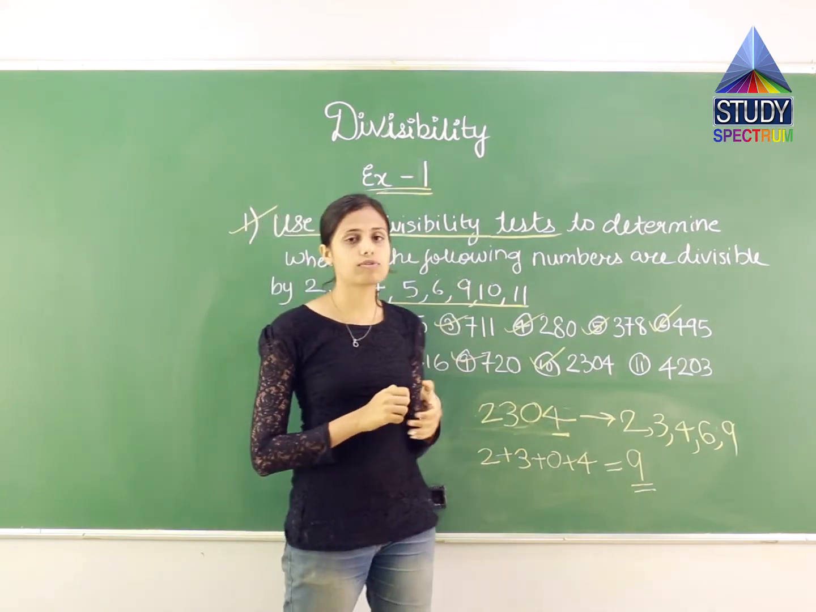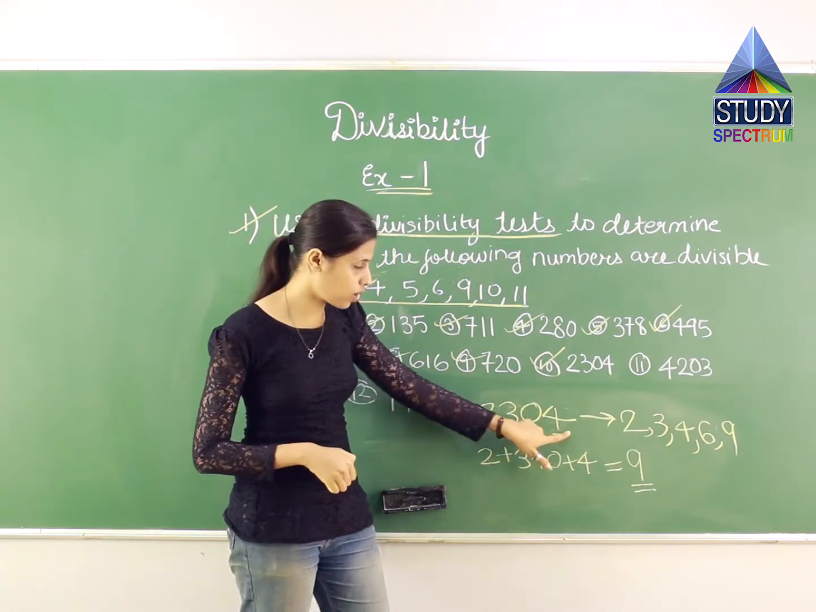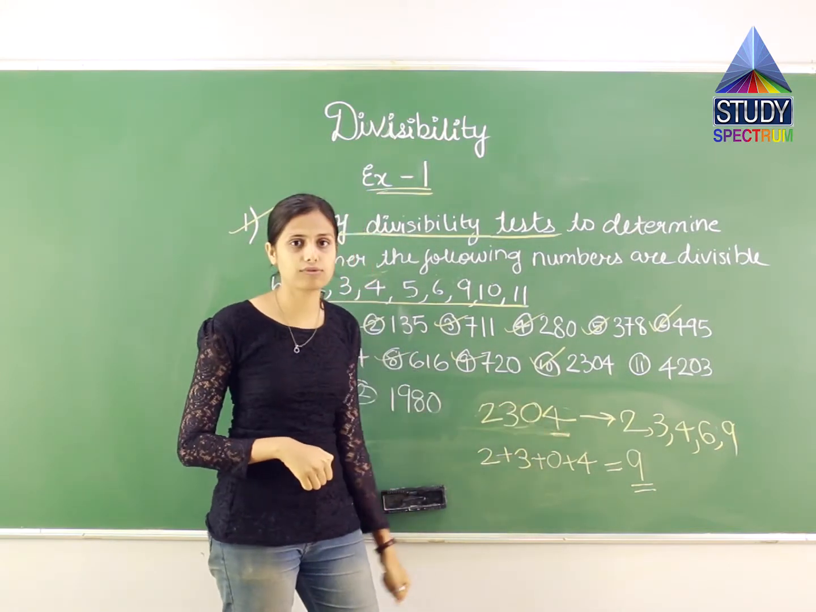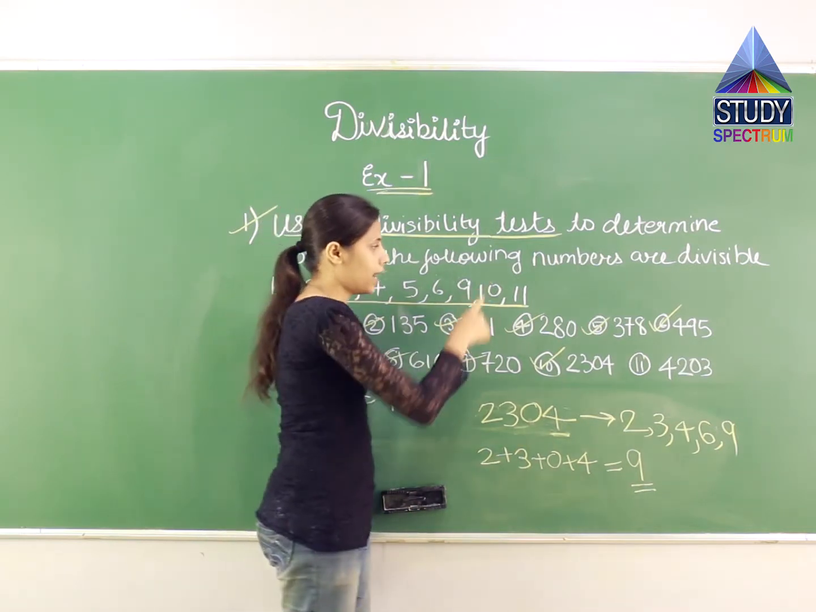Now 10. For 10, what is the condition? I should have 0 at the end. Do I have 0 at the end? No, I have 4, right? So I can say that this number 2304 is not divisible by 10.